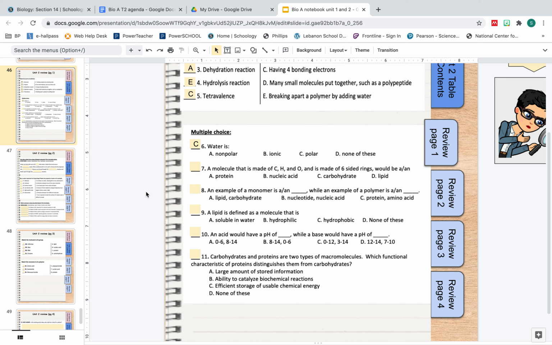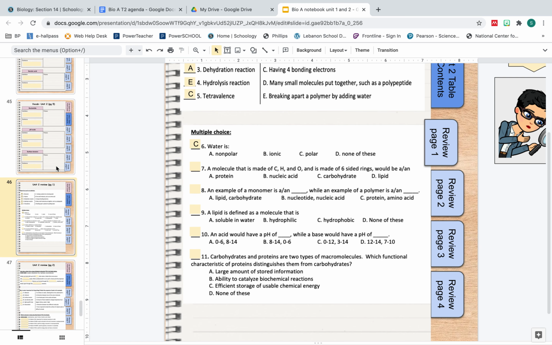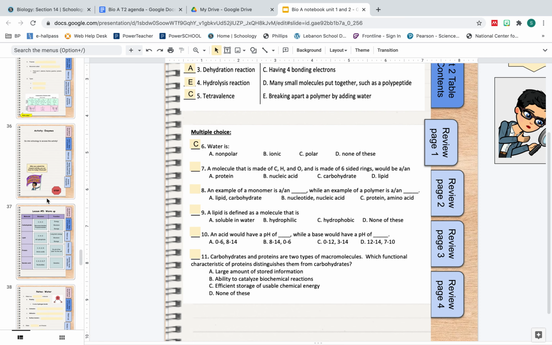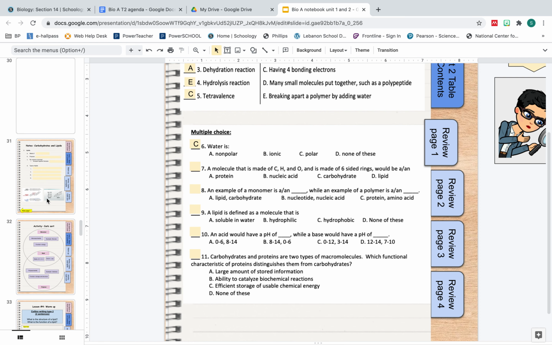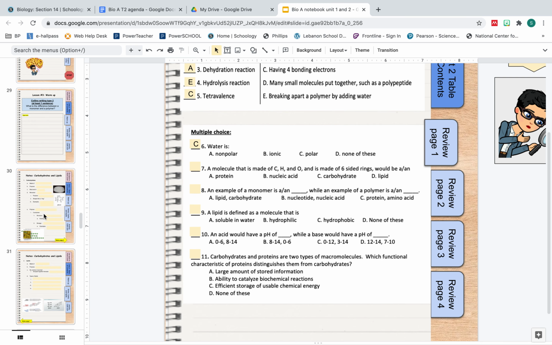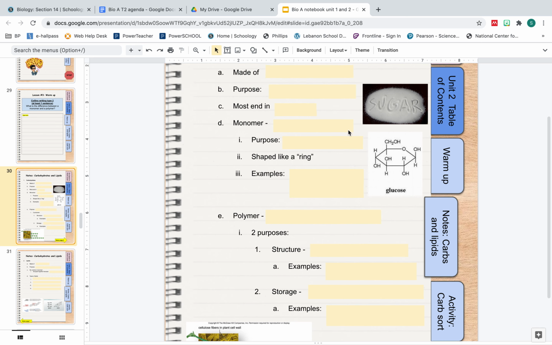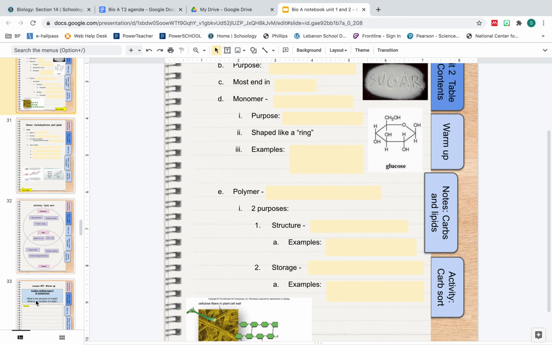A molecule that is made of carbon, hydrogen, and oxygen and is made of 6-sided rings. It looks like a ring. Well, if you're not sure, we have all these notes here. You can just scroll back up and look. Which one do we see a picture of a thing that looks kind of vaguely circular? Well, there's one. There's a ring. That's a carbohydrate.